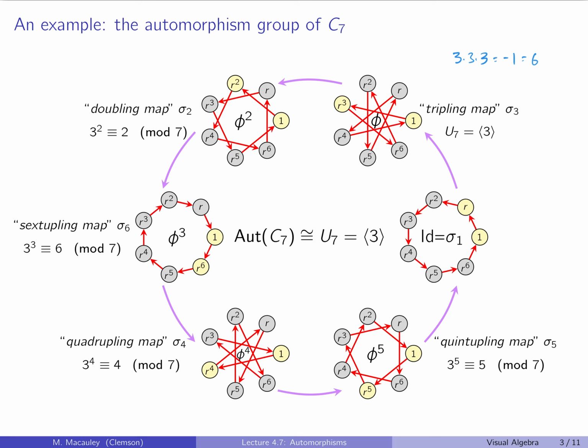So think of following the purple arrow as tripling. So if we replace every red arrow with 3 red arrows, that becomes here. Then to go from here to here, we replace every red arrow with 3 red arrows. So red, red, red, that's doubling. Now we replace this red arrow with red, red, red, that's sextupling. Replace this with red, red, red, that's quadrupling, and replace this with red, red, red, that is quintupling.